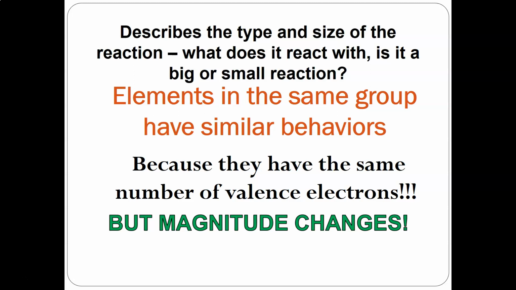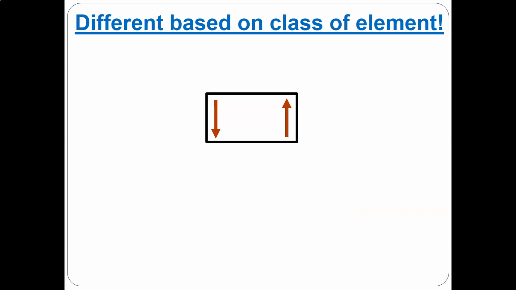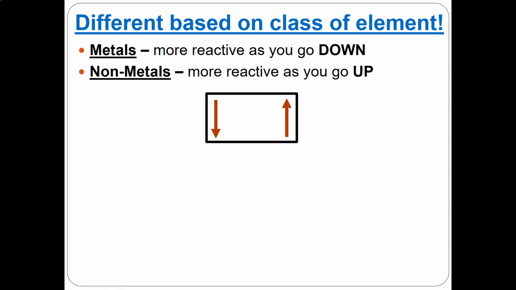One reaction may be really small, maybe it's just some little bubbles that form. But another one may be so big that it explodes, right? So the magnitude, the size may be different. So what is the pattern? This time we're not going to have an arrow going all the way across the table because it depends on which class of elements we have. Remember that we have metals and nonmetals and metalloids. Well, metals are more reactive as you go down, and nonmetals are more reactive as you go up.